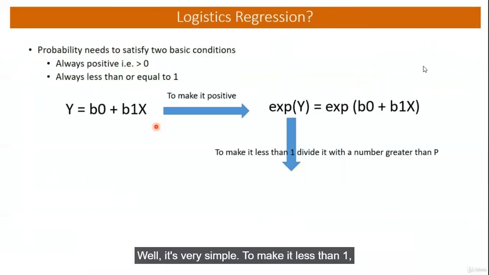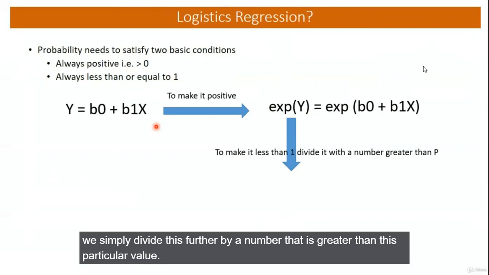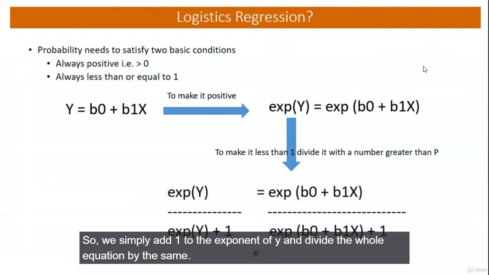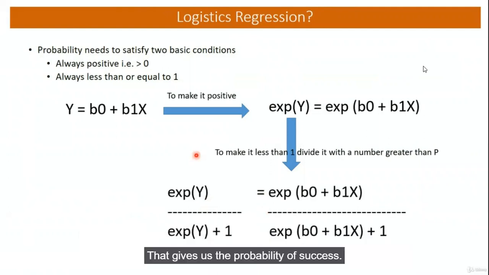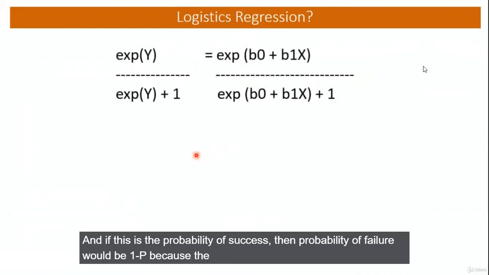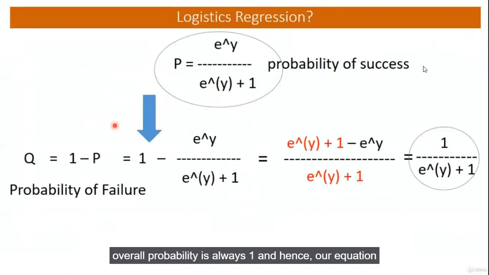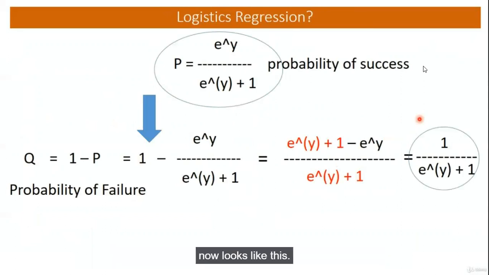Well, it's very simple. To make it less than 1, we simply divide this further by a number that is greater than this particular value. So we simply add 1 to the exponent of y and divide the whole equation by the same. That gives us the probability of success. And if this is the probability of success, then probability of failure would be 1 minus p, because the overall probability is always 1. And hence our equation now looks like this.